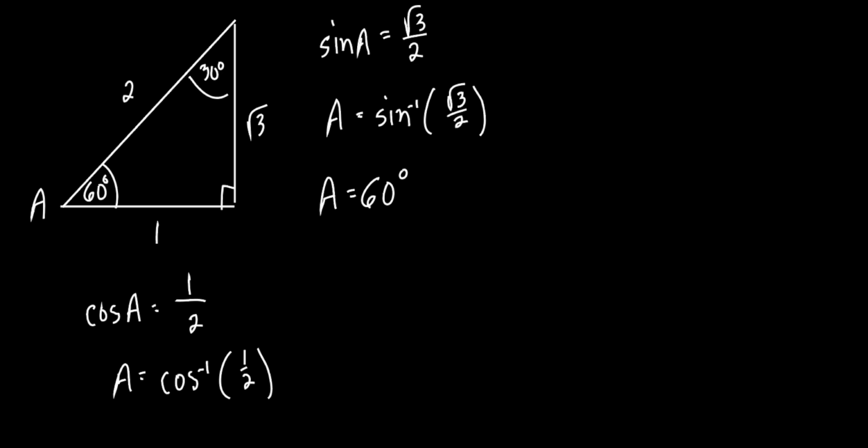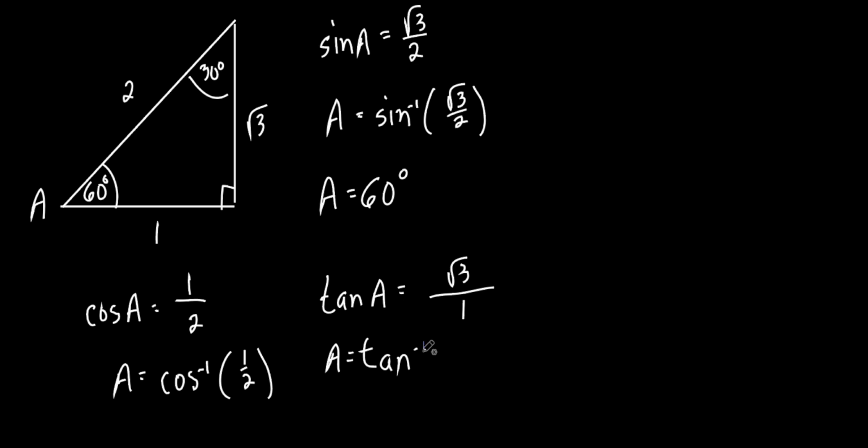Let's do one more. What's my other trig? Tangent. So let's do the tangent of angle A. What over what is the tangent? That's the TOA. Opposite over adjacent. So what's opposite 60? Square root of 3 over 1. Get A by itself. How do I get rid of that tangent? Don't divide. I never said divide. Take the inverse tangent. Right.